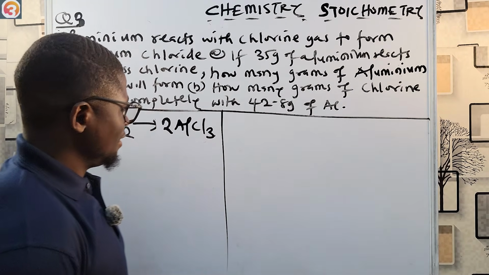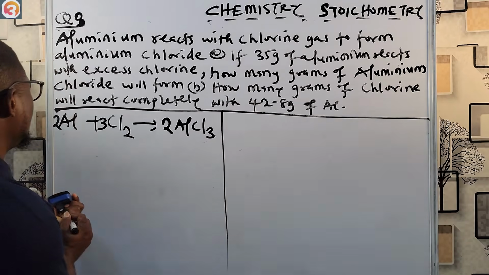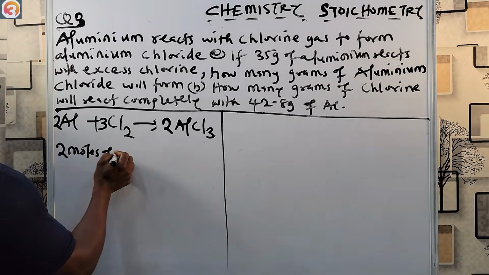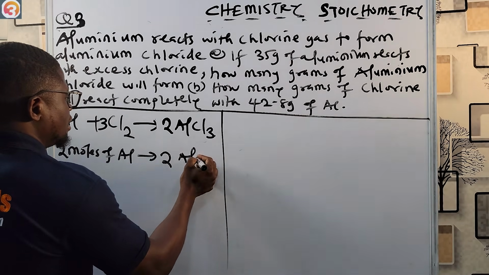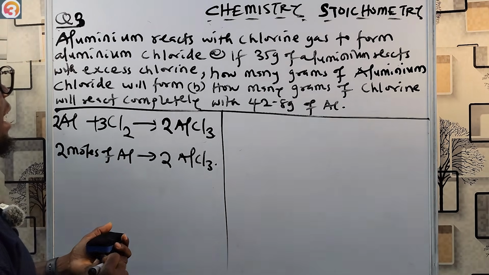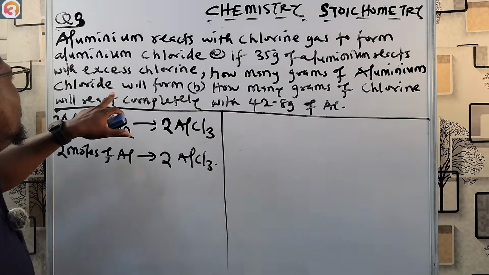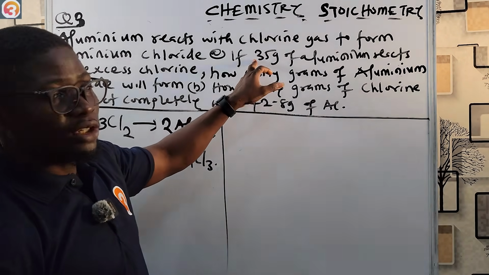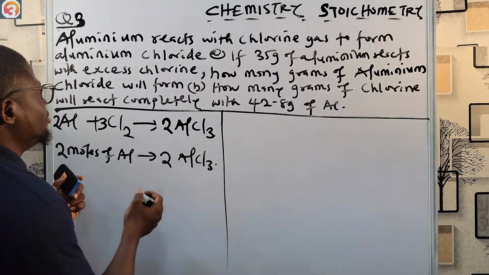Okay, so now let's get it clear. 2 moles of Al will give us 2 moles of AlCl3. Now given the mass, 35 grams. If 35 grams of aluminium react with excess chlorine, how many grams of aluminium chloride will form? From the question we have the mass of aluminium, so we can look for the number of moles of aluminium that will react there.